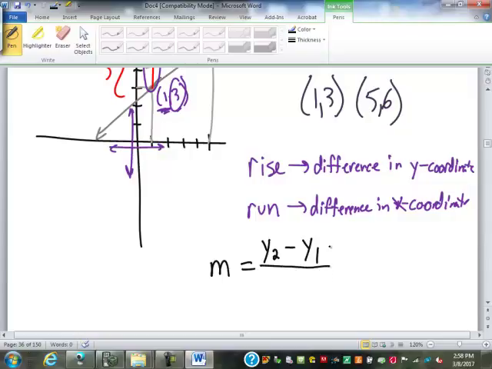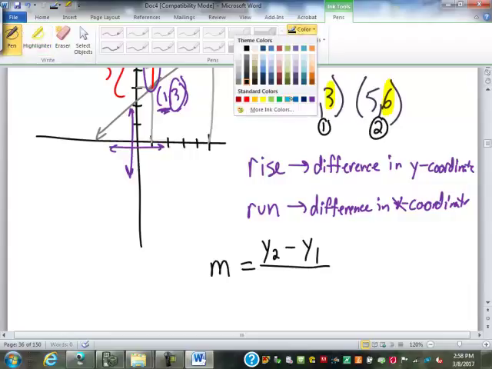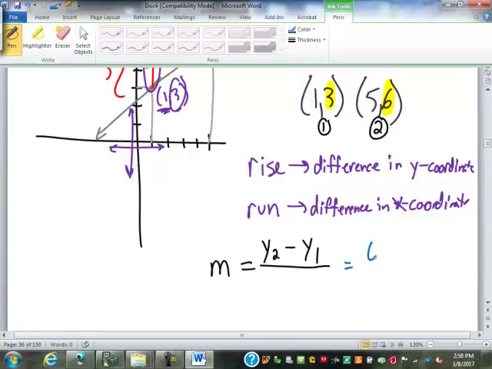What's that mean? Well, if I call this point 1 and this point 2, the y2 is the y coordinate of point 2. That'd be the 6. y1 is the y coordinate of point 1. That would be the 3. So this is saying 6 minus 3.